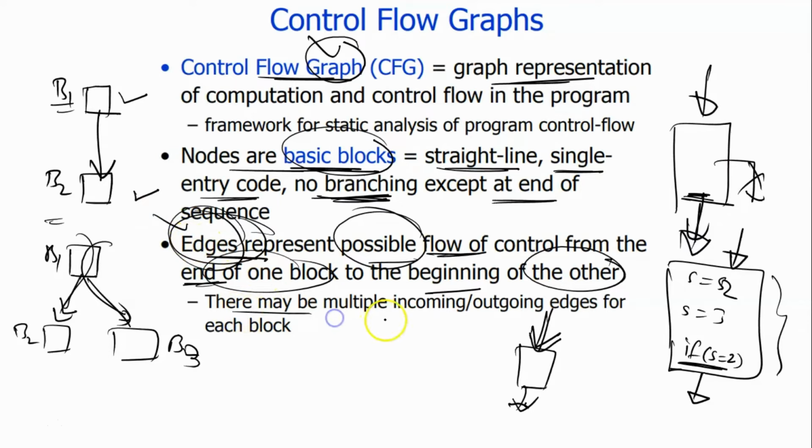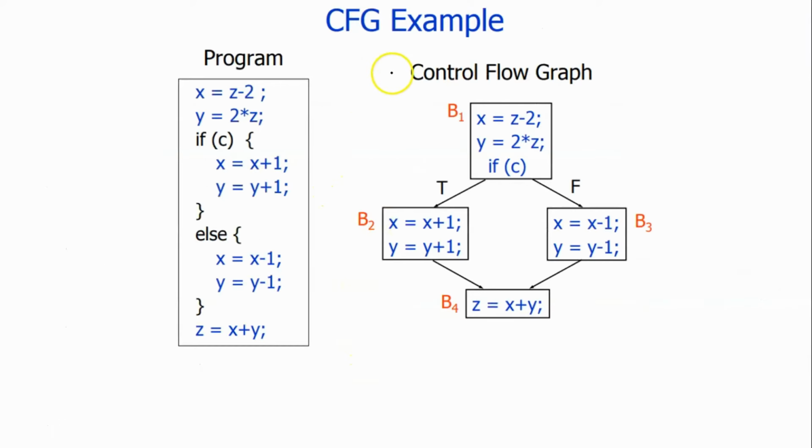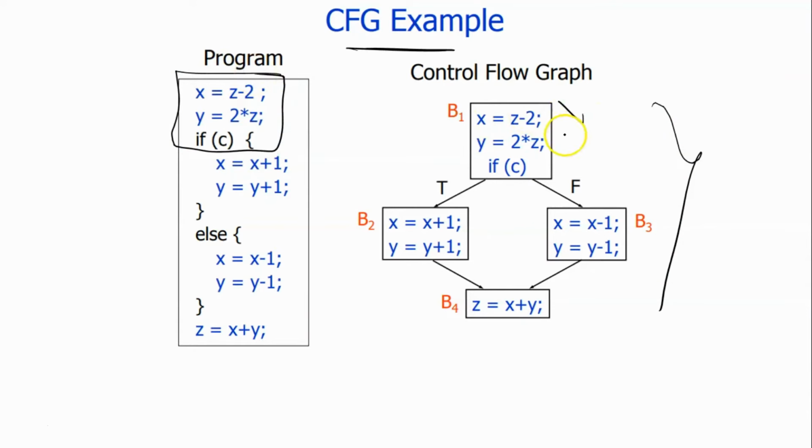So there may be multiple incoming and outgoing edges for each block. Let's see this diagram. This is a CFG. You can see for this program, if you make the CFG, then this will be the CFG. These three pieces of code are guaranteed to execute sequentially. It is guaranteed that from this code you will go to this code, and from this code to this code.